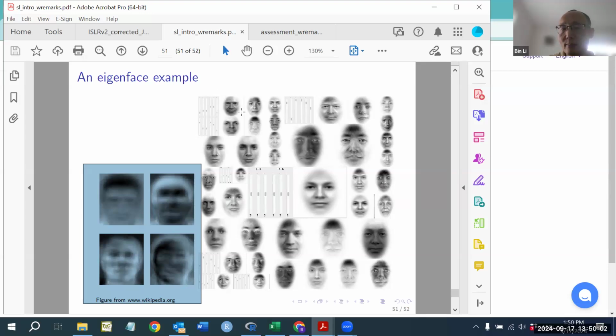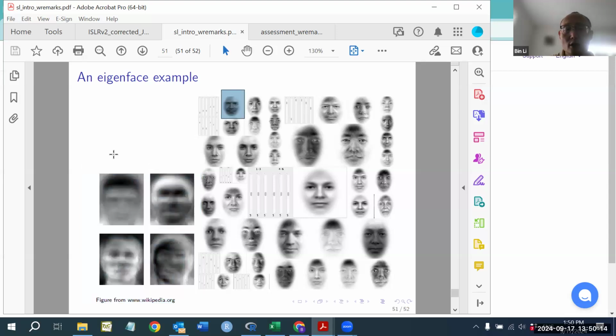Then each individual image is a weighted sum of these eigenfaces. Like the first image is 20% of eigenface 1 minus 30% of eigenface 2 plus 80% of eigenface 3 and so on. So it's a weighted sum of these eigenfaces. Then we will have an image which is very similar to image one. So that is a much more efficient way to represent the data.